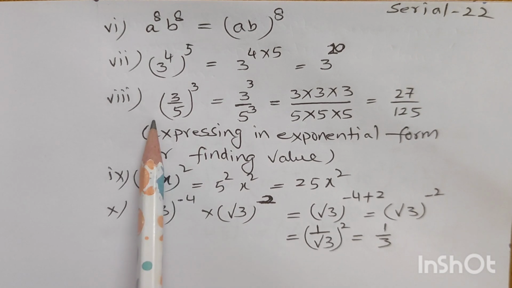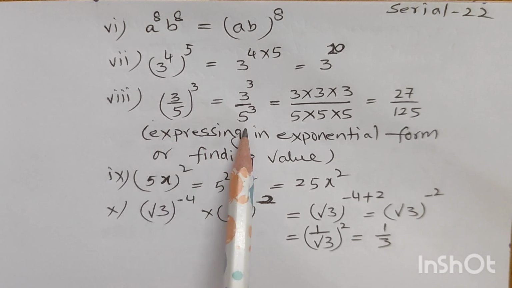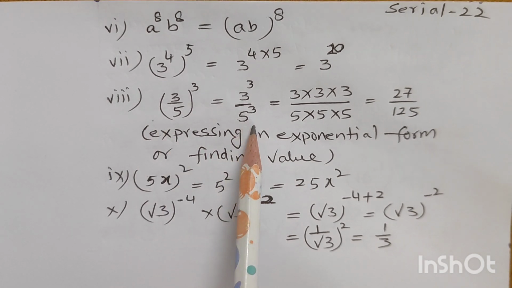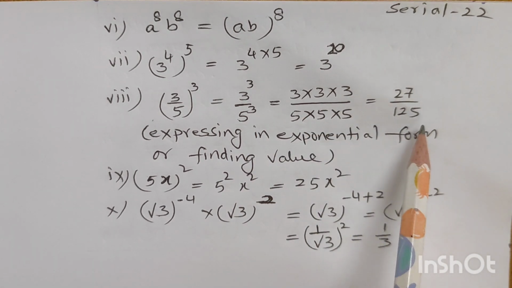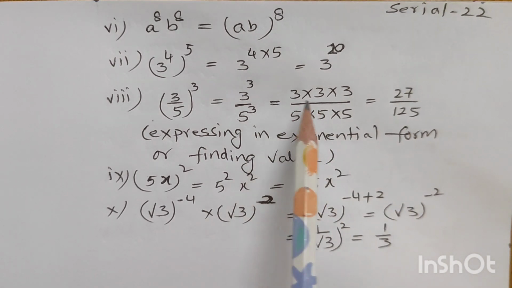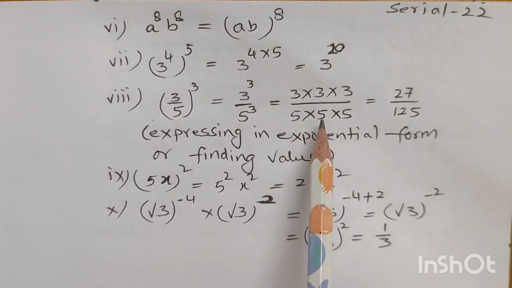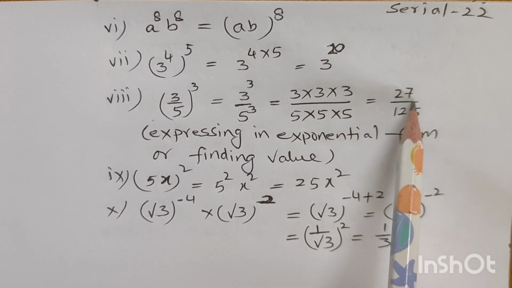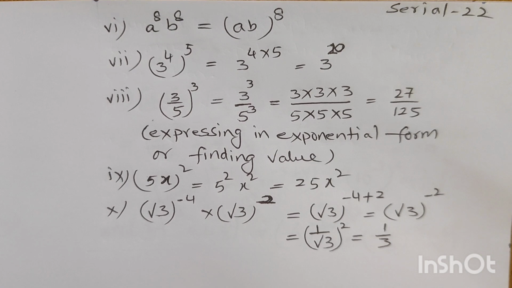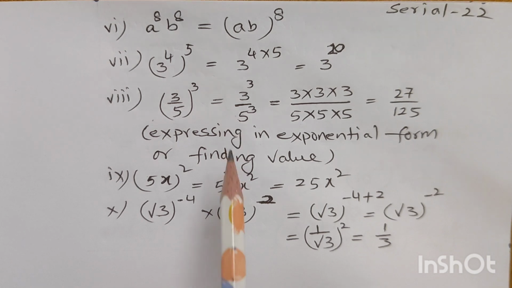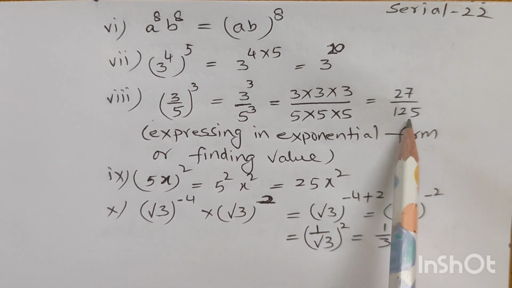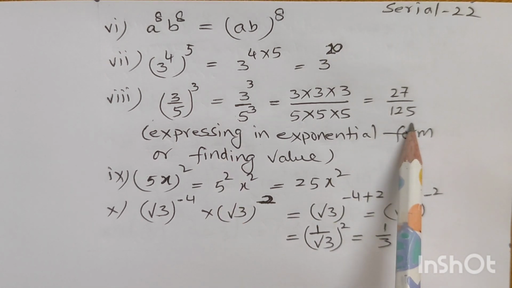Now one thing, in this example we have written in this form, and then we have also found the value. This is 3 into 3 into 3, 5 into 5 into 5, so we get 27 by 125. Sometimes we have to express in exponential form, then we write like this. Sometimes we have to find the value, then we have to go up to this.